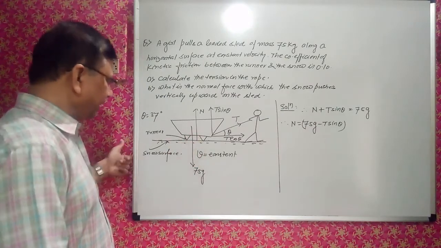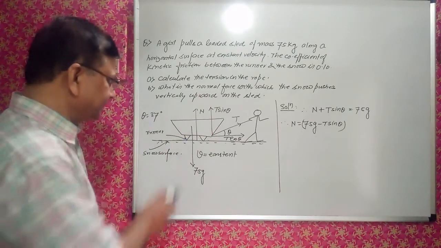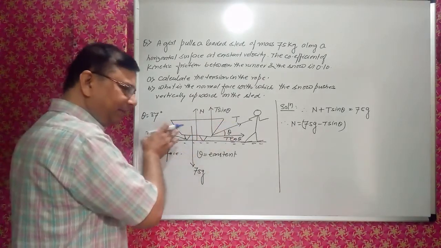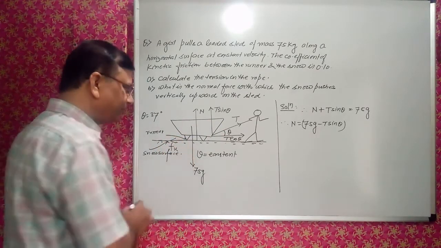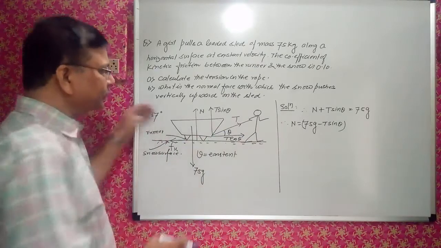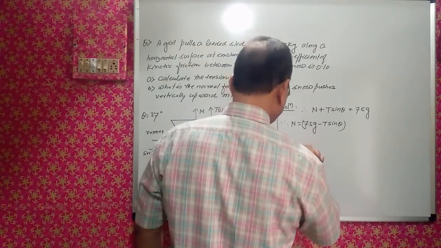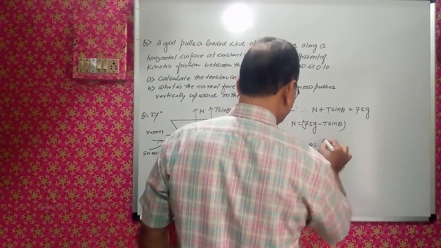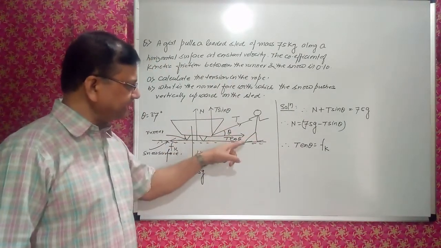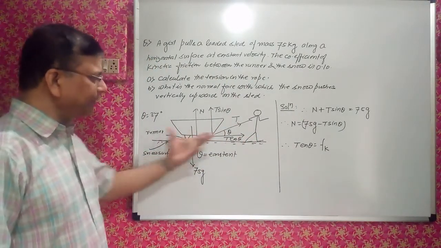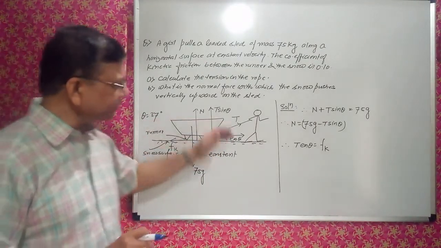T cos theta is giving some velocity, and the velocity is constant. Since it is in motion, some force will act, that is kinetic friction, and net force must be zero because it is moving with constant velocity, right? Therefore T cos theta is equal to Fk. Forward force T cos theta, backward force Fk, both should be equal and net force must be zero, then only it will move with constant velocity.